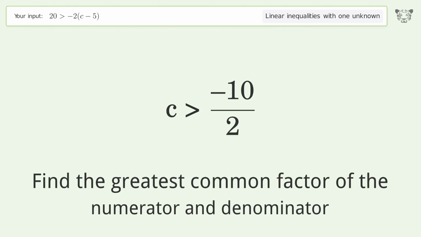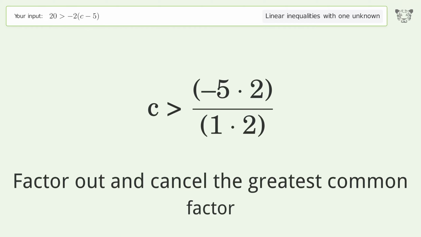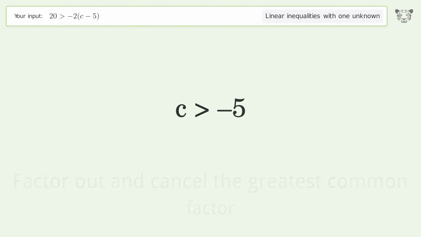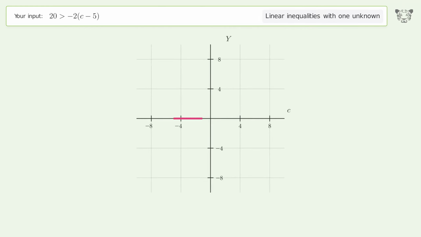Find the greatest common factor of the numerator and denominator. Factor out and cancel the greatest common factor. Plot the solution on a coordinate grid. And so the final result is c greater than -5.